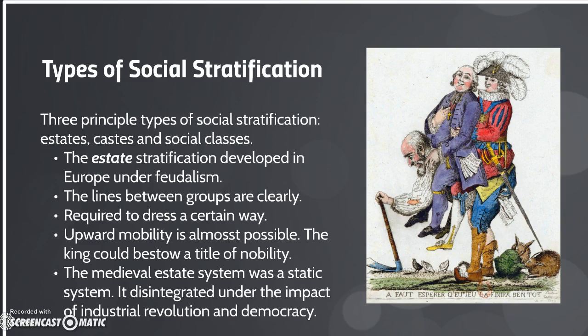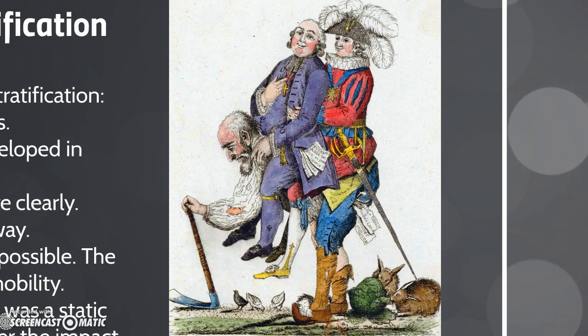The three estates, by the way, were the nobility, the first estate; the second estate was the clergy; and the third estate was everyone else. The medieval estate system was a static system. It disintegrated under the impact of the Industrial Revolution and democracy, particularly in the French Revolution.